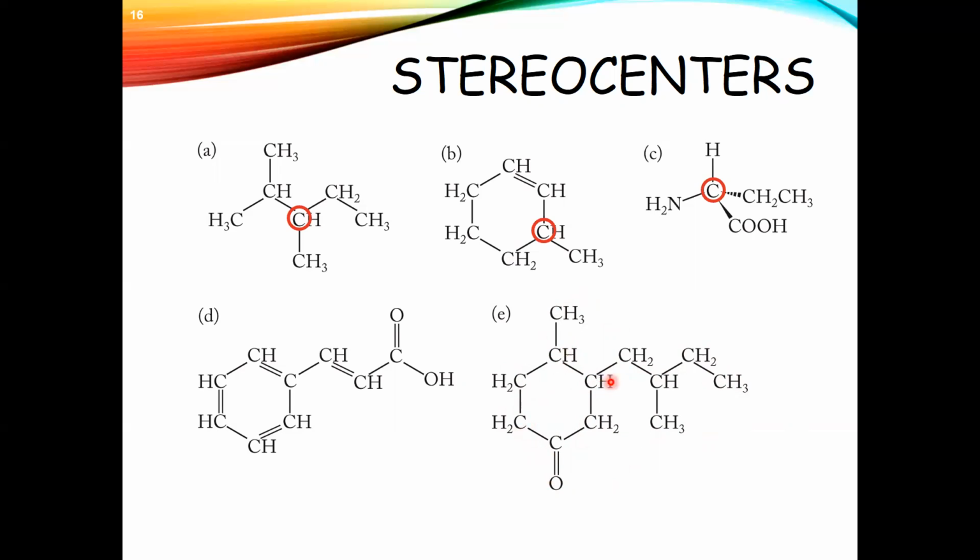How about this CH? Well, it's got a bunch of branches, it's got a hydrogen, and then it's got a ring where you're going to get different features. So that'll be chiral as well. And then this CH has a hydrogen, has a CH3, has a 2 carbon chain, and this big long thing. So it'll be chiral as well. So in this last molecule, we'll have 3 chiral centers.